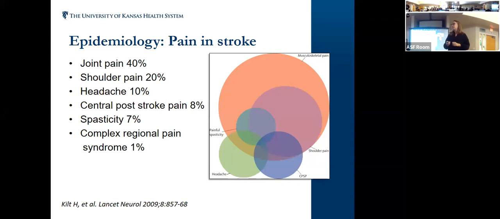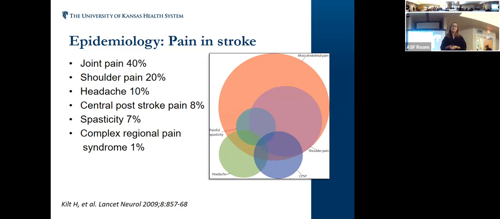So this is from a paper a couple of years ago. It's kind of a nice Venn diagram that shows you how all these different types of pain could be related and oftentimes are. In a big group of people who had a stroke, joint pain was the most common reason they had pain, in 40% of people. And out of that, 20% was shoulder pain. So shoulder pain is the most common cause of pain after stroke.